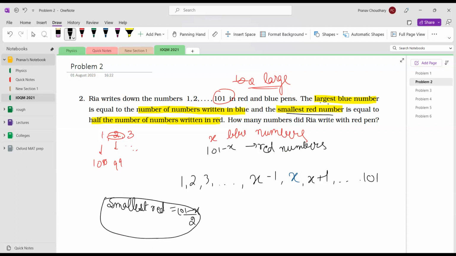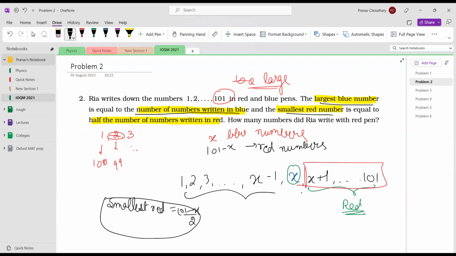Okay, now notice that from this information, the largest blue number is equal to the number of numbers written in blue. So we know that this is the largest blue number. All these numbers will be red. None of these can be blue. So we can just mark these with a red pen because we know these are red. And these are a total of X numbers.